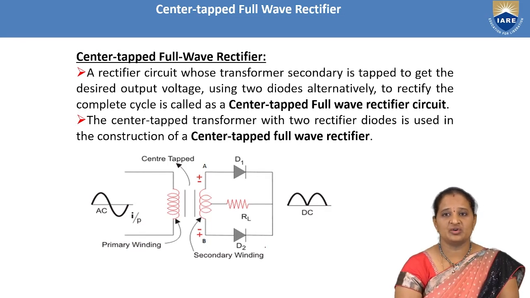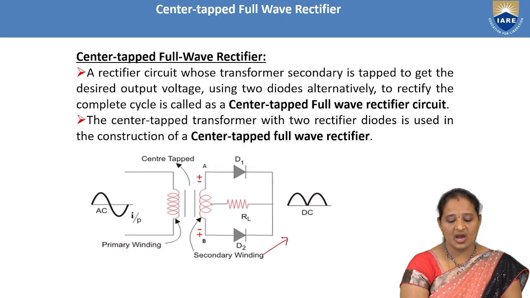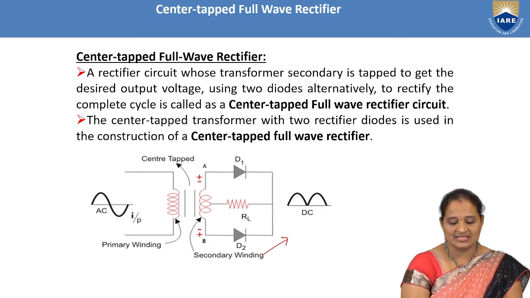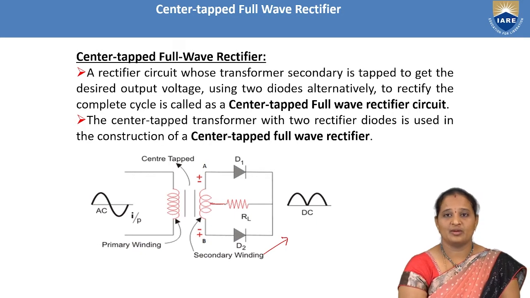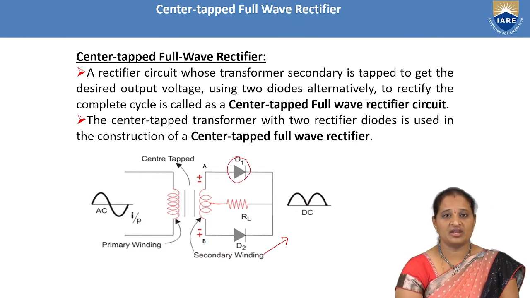This is a circuit which shows the center tap full wave rectifier, in which the secondary winding is divided into two halves, upper half and lower half, and this is the tapping, which divides the secondary winding into two halves. One diode is connected in the upper half of the secondary winding and the other diode is connected in the lower half.